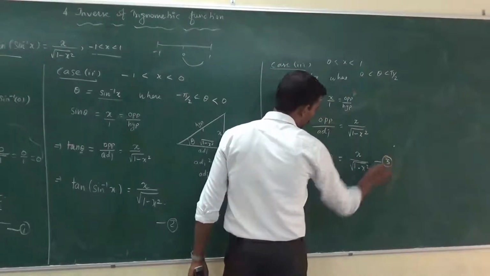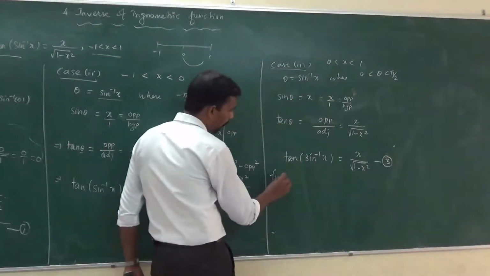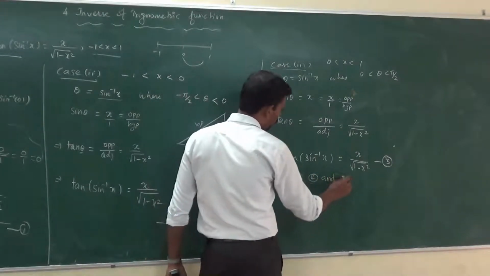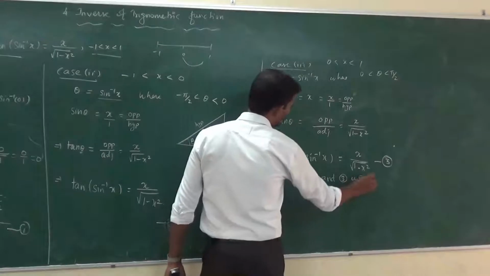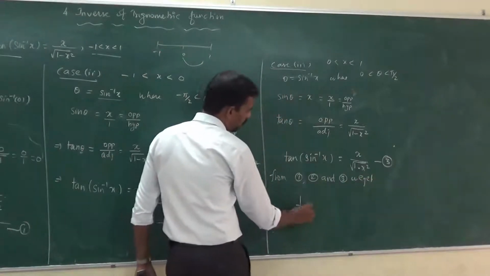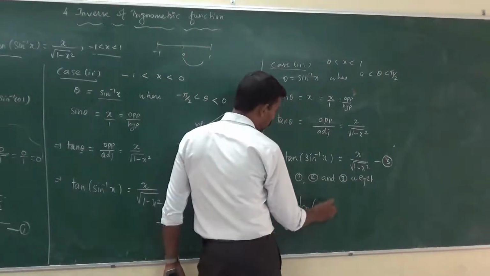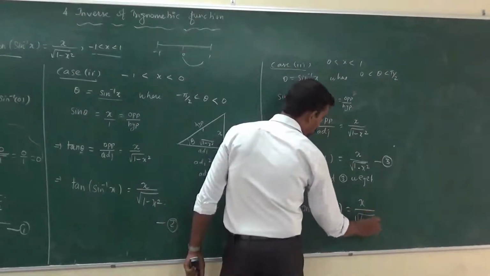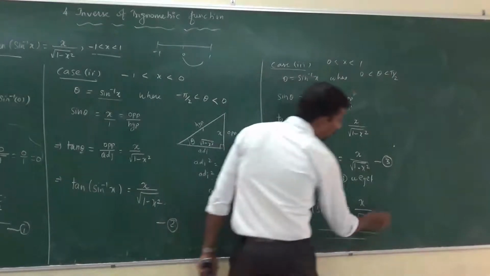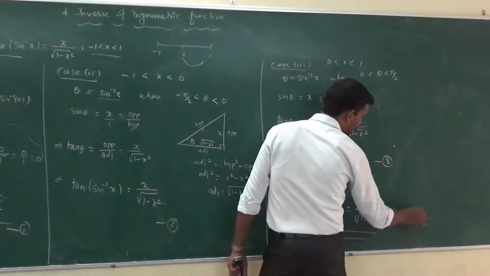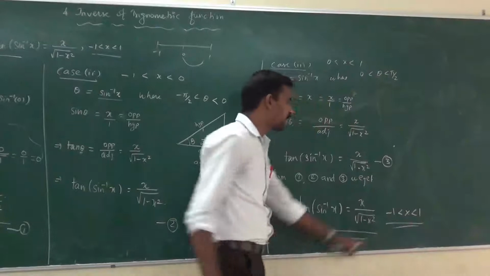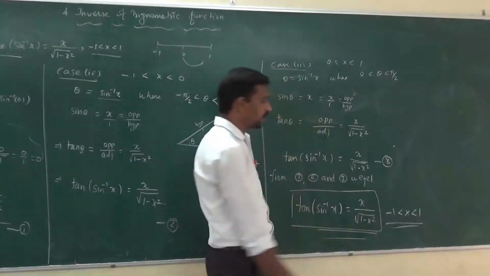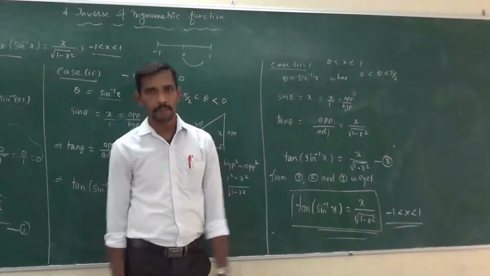This is 3. So from 1, 2 and 3, in all three cases we get tan of sin inverse of x equal to x divided by root of 1 minus x square, that is, for minus 1 less than x less than 1. So in minus 1 less than x less than 1 we can prove that tan of sin inverse of x is equal to x divided by root of 1 minus x square.